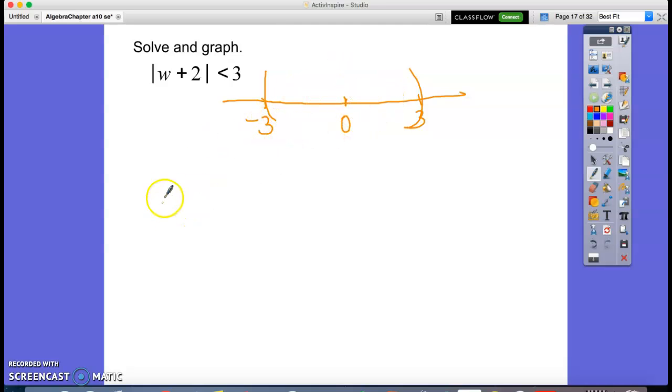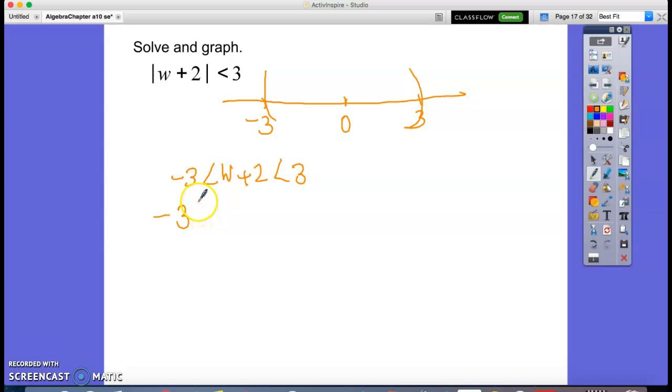So how do I represent this region? So I can say w plus 2 is greater than -3, right? It should be somewhere between these two, right? So -3 less than w plus 2, which is less than, the maximum limit is 3. So this is the same as w plus 2 greater than -3 and w plus 2 less than 3.